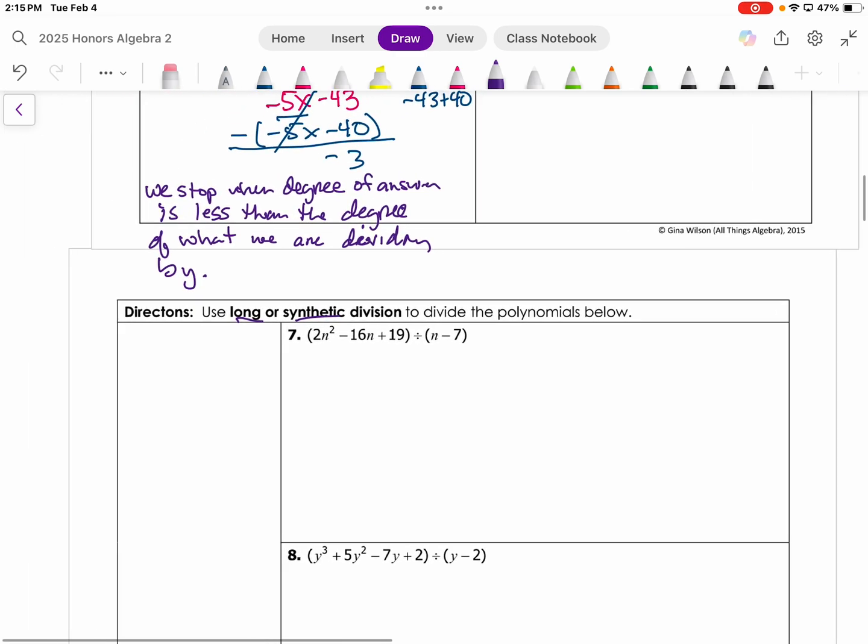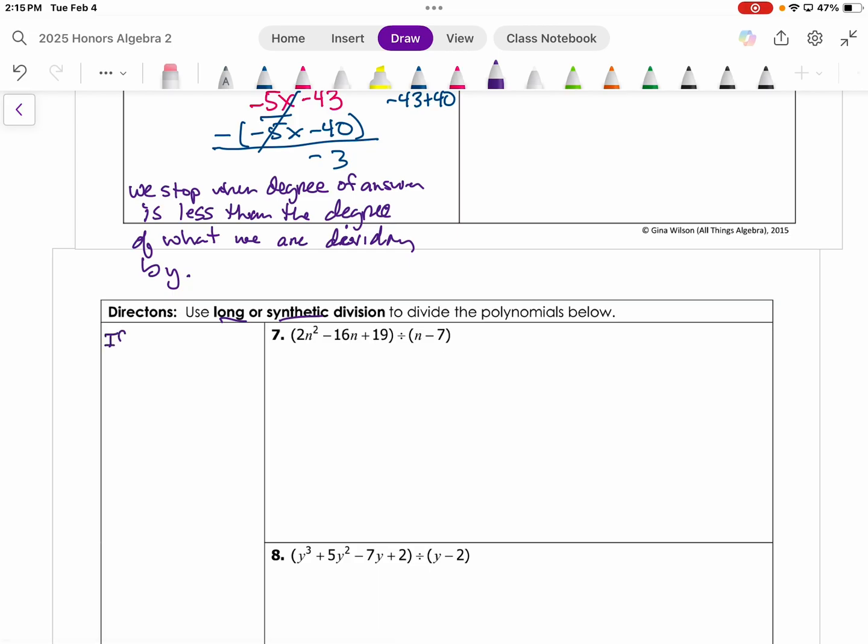Now, we're going to write a little note here off to the side. If we are missing a degree in the sequence as it descends, put a 0 in that location.